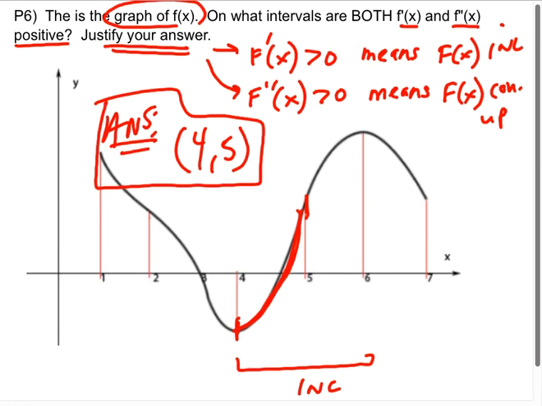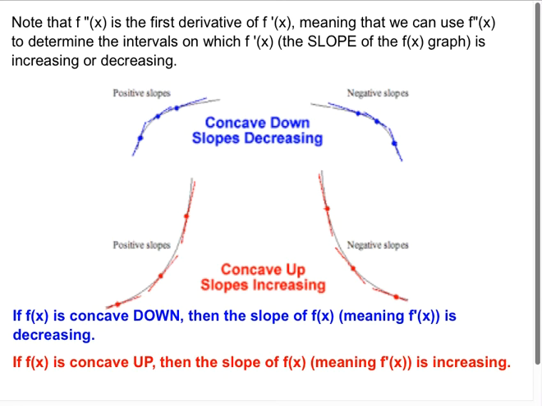So the last little thing is not so much an example as it is just a quick slide. Note that f double prime of x is the derivative of f prime of x, meaning we can use f double prime of x to determine the intervals on which f prime, which is the slope of f of x, is increasing or decreasing. So if f of x is concave down, the slope of f of x, meaning f prime of x, is decreasing. If f of x is concave up, the slope of f of x, meaning f prime of x, is increasing.